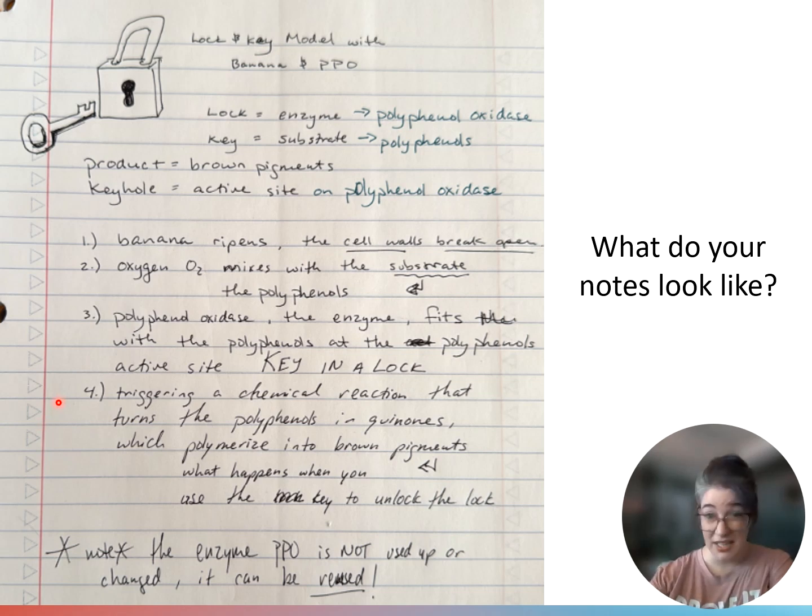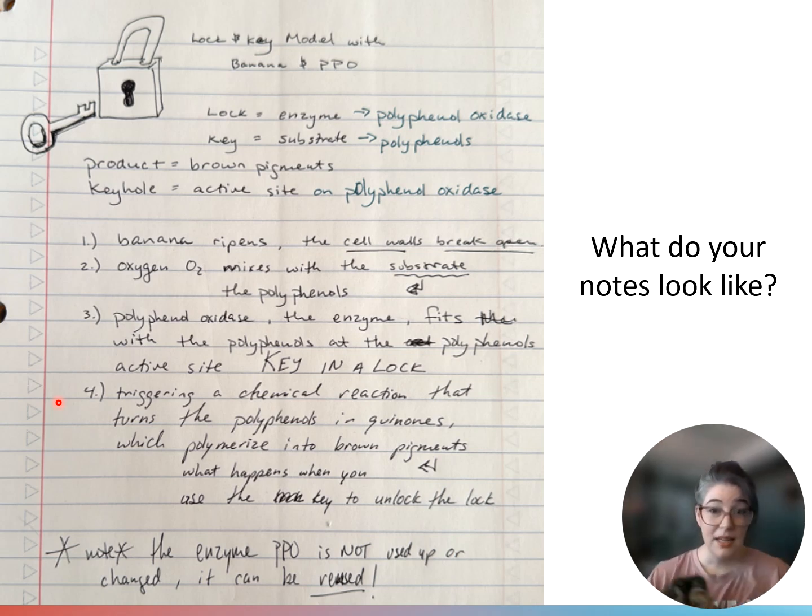So if you don't change anything, if you don't change the temperature, if you don't change the pH, well, you're going to trigger a chemical reaction, and that's going to turn the polyphenols inside the banana or the apple slices into quinones, and those polymerize. Remember, we talked about polymerization in the biomolecules section? You're going to polymerize into brown pigments. It changes how it looks. And so it's unlocking the lock. That's when you're getting those brown pigments occurring.